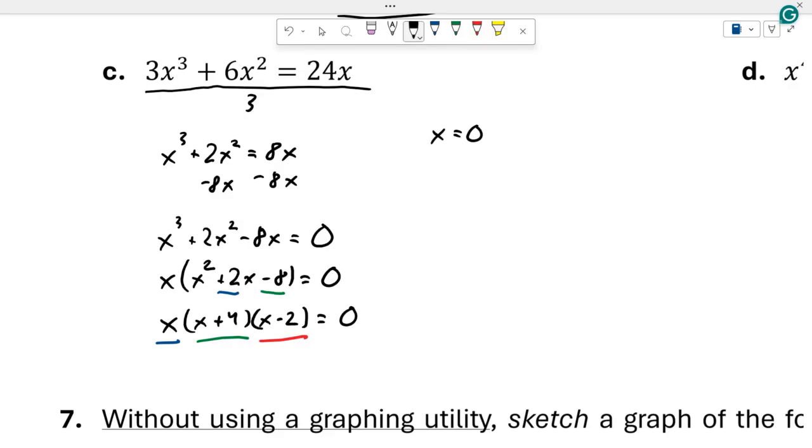So our first factor was x, so we say x equals 0. Our second factor was x plus 4, and so we set that equal to 0. And our third factor was x minus 2, and so we set that equal to 0. Well, the first equation's done. The second equation, if you subtract 4 from both sides, you get x equals negative 4. And then the third equation, if you add 2 to both sides, you get x equals 2. So our final answer for C is x equals negative 4, 0, and 2.